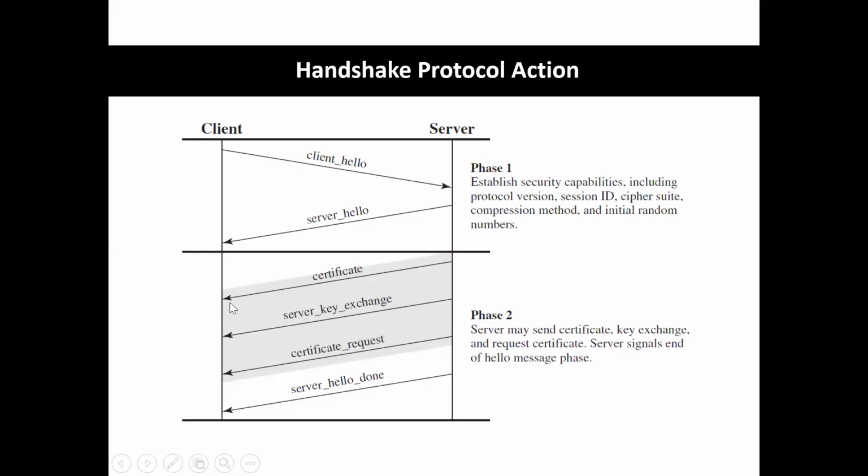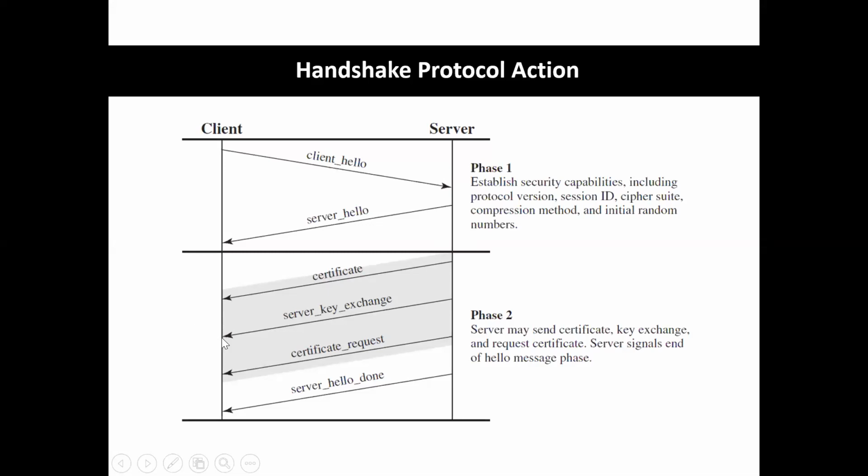By seeing this certificate, the client can think this is the authorized server, because the signature is there, and the signature is from the public key authority. Then the server is going to send another message, that is server key exchange. Now the server will give its public key to the client.